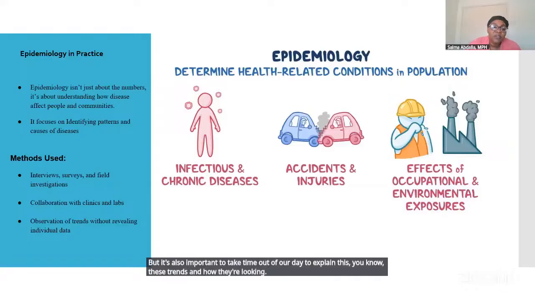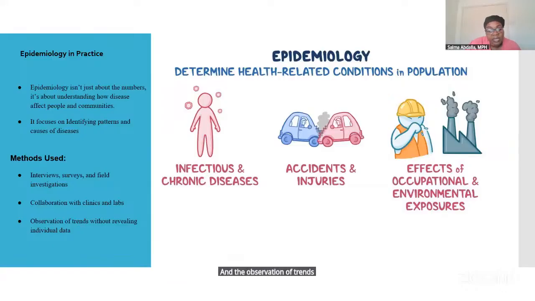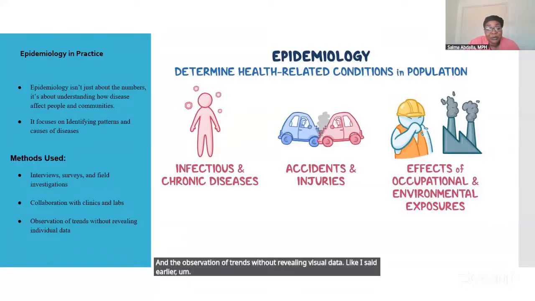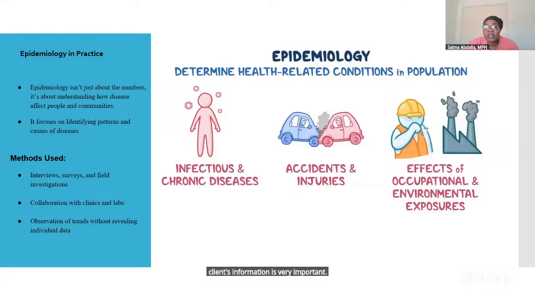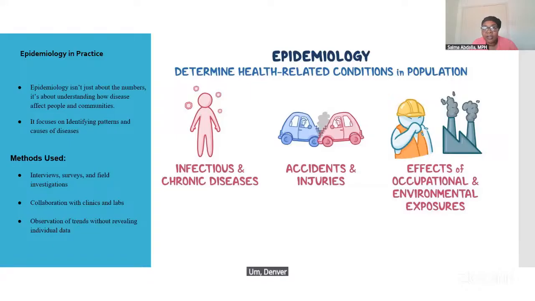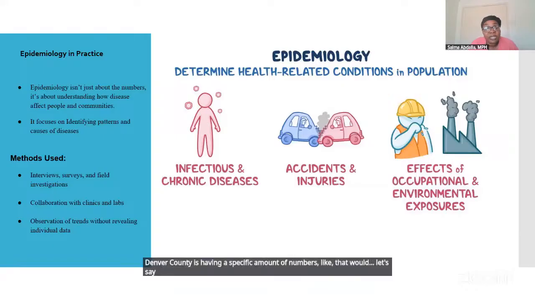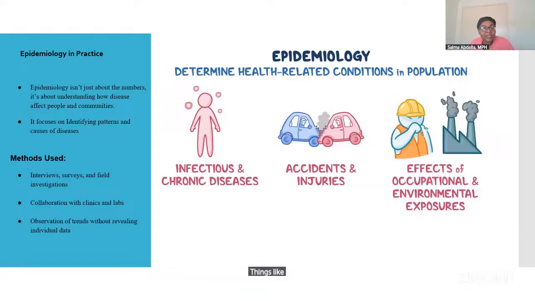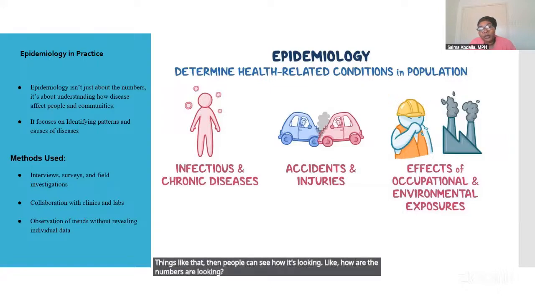And there's the observation of trends without revealing individual data. Like I said earlier, clients' information is very important. So we can discuss the numbers. For example, right now Denver County has a specific number, and let's say it's a 20% increase this week over last week. Things like that. Then people can see how the numbers are looking without us giving any personal information.